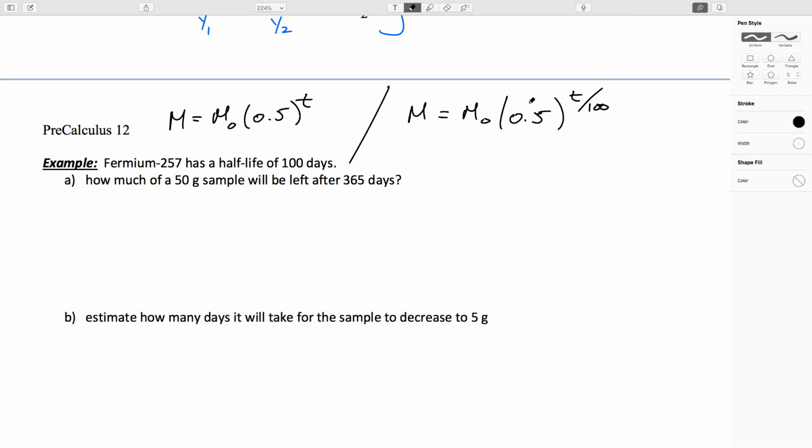So 365 days divided by 100 gives us 3.65 half-lives. Okay, this is what we're going to use for time.